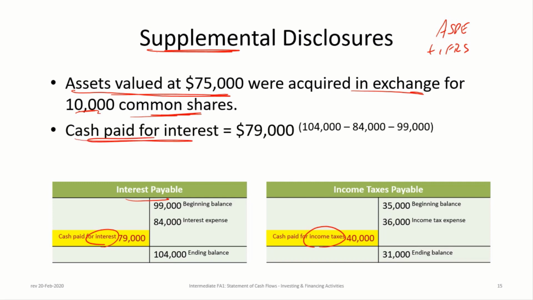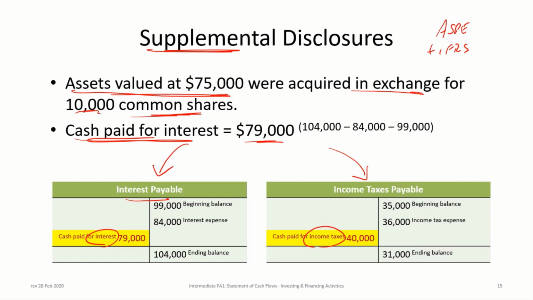Then we show, if any, in this case there is, the cash paid for interest. And the easiest way to determine how much cash was paid for interest and for taxes, those are the two additional items that must be disclosed, the easiest way to do it is to reconstruct a T account.